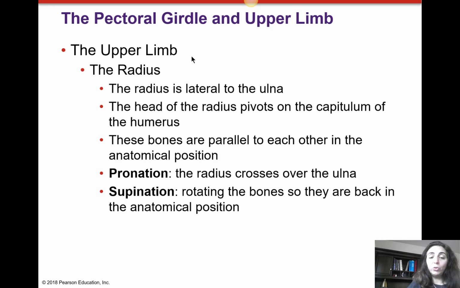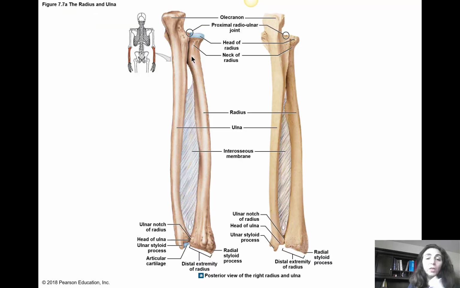So we had this pronation and supination before. Now see how radius and ulna rotate over each other to make these happen. Pronation is when the radius crosses over the ulna. You remember? Radius is on the lateral side. So when you bring the thumb from the anterior toward the medial, the radius crosses over the ulna. And supination is rotating the bones so they are back in the anatomical position, right?